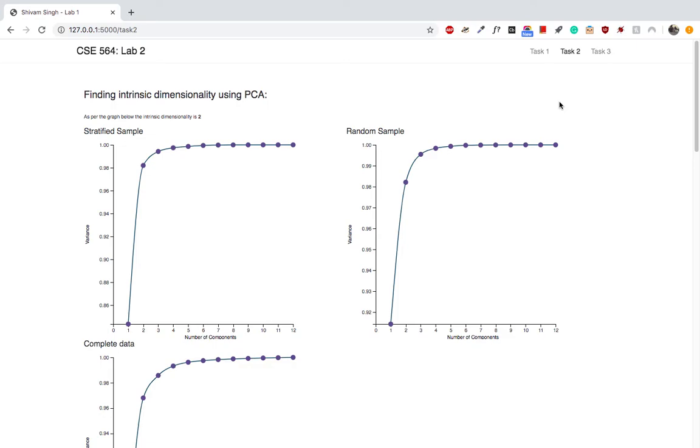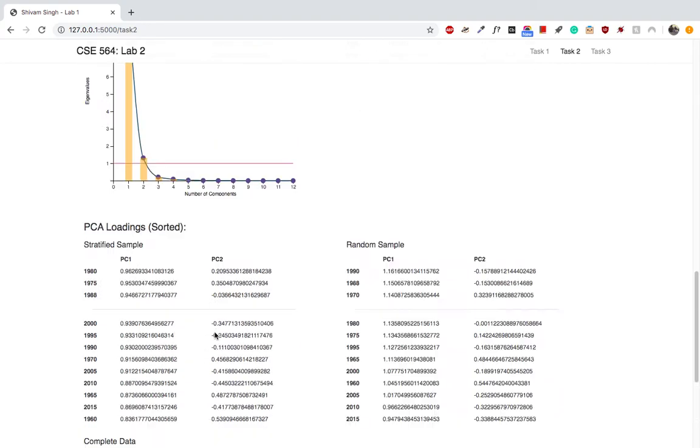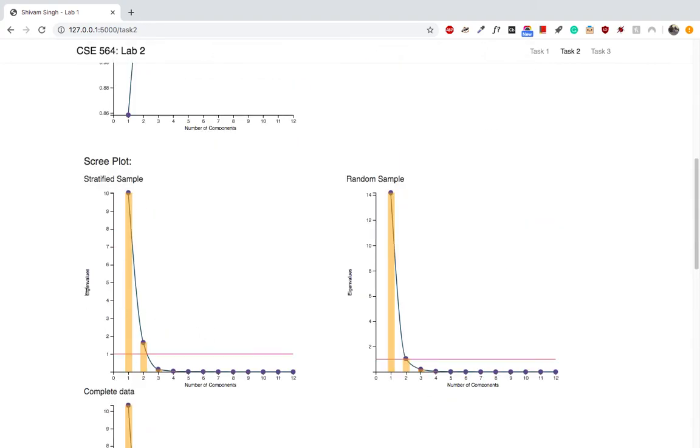The second task is related to reducing the dimensionality of our data set. For this, we are using principal component analysis, or PCA. In order to determine the intrinsic dimensionality of data, I have plotted two different types of scree plots. The first type of scree plot plots the variance against the number of components. The second type of scree plot plots eigenvalues against the number of components.